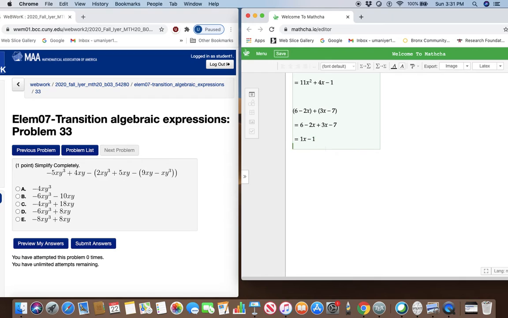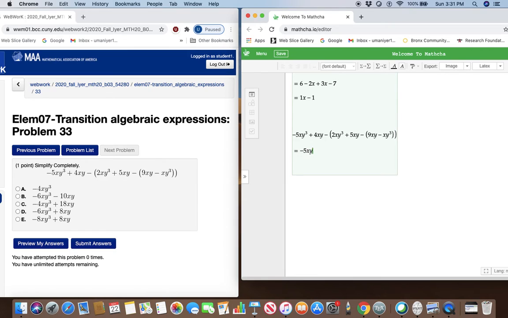The last question. Okay, you have negative 5xy to the power 3 plus 4xy minus parenthesis 2xy to the power 3 plus 5xy minus parenthesis 9xy minus xy to the power 3. Close parenthesis. Close parenthesis. Okay, always clear the parentheses. So first open the parentheses inside, right? If you want, you can start outside. It's just opening of parentheses. So let me write it down.